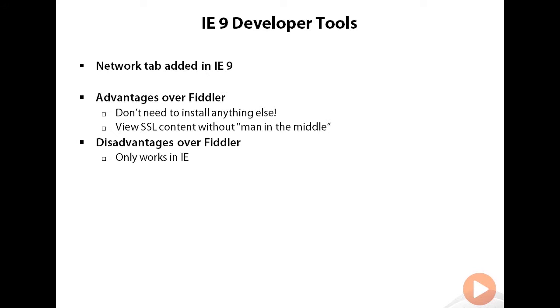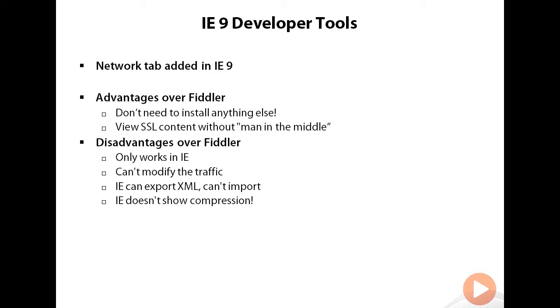What are some of the disadvantages over Fiddler? Obviously, it only works in IE. So if I were using Chrome or any other browser, I would have to use their tools to do these same sort of functions, so you'd have to get used to multiple different types of tools. You can't modify the traffic, so if I want to do some of the testing where I want to modify the request or the response, that's not something I can do in developer tools. IE can export XML, so after I get a capture I can export it to an XML file, but there's no way to import. So if I wanted to import some data from another machine, it doesn't work. So I don't want to get too used to this interface and how it works, because I know I can only really use it for the machine that I've captured things on.